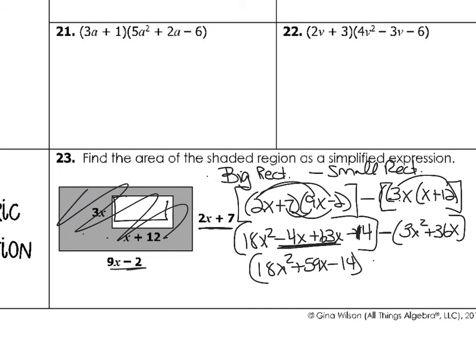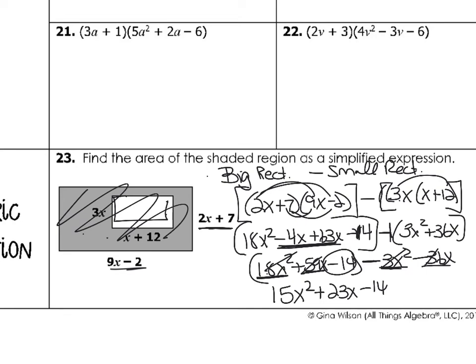And then we're going to subtract. So this is like a -1 there, right? So it's going to be minus 3x squared minus 36x. So let's combine our like terms. So 18 minus 3 would be 15x squared. Then 59x minus 36x is going to give you 23x. And then you're left with minus 14. And that's going to be your area, the shaded area. Okay.